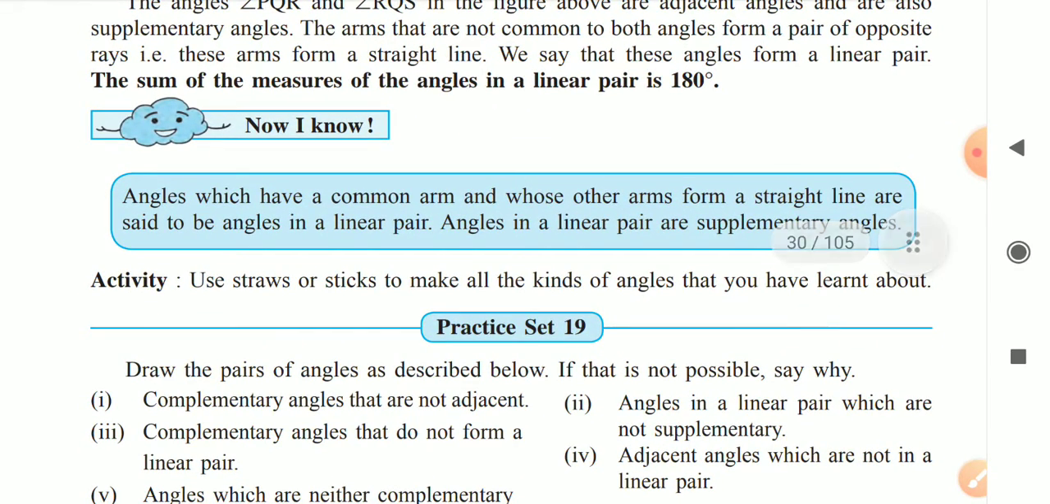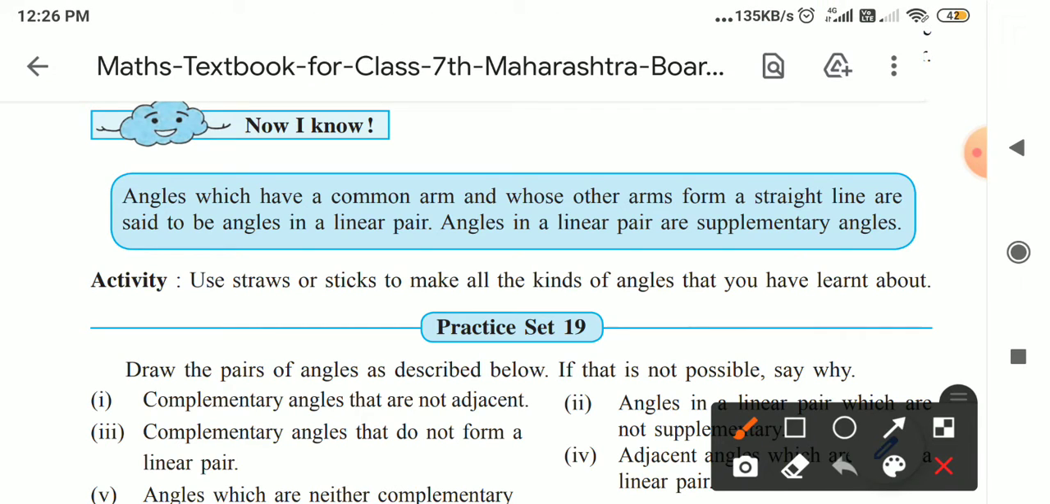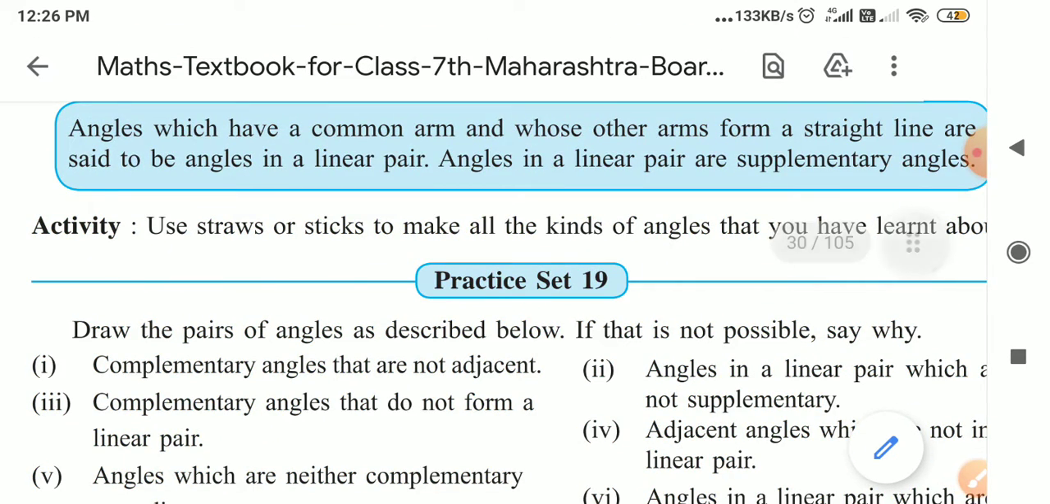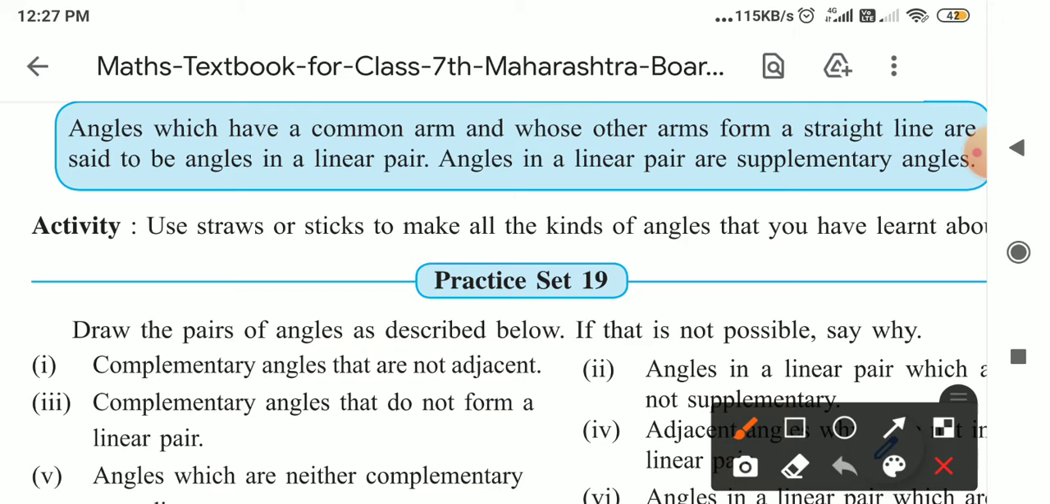So here the next point is the definition: angles which have a common arm, whose other arms form a straight line, are said to be angles in a linear pair. Angles in a linear pair are supplementary angles. Use straws or sticks to make all kinds of angles that you have learned about. So I will show you how it is done.